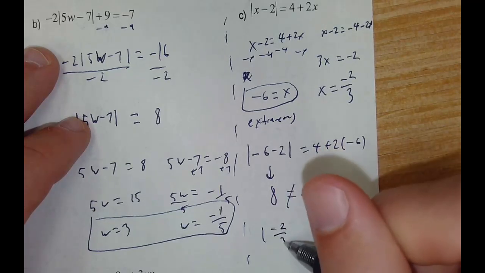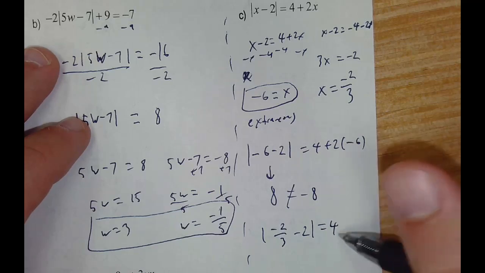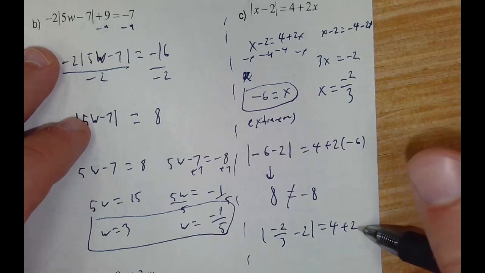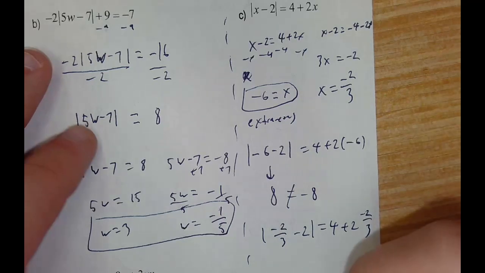Negative 2/3 minus 2 equals 4 plus 2 times negative 2/3.